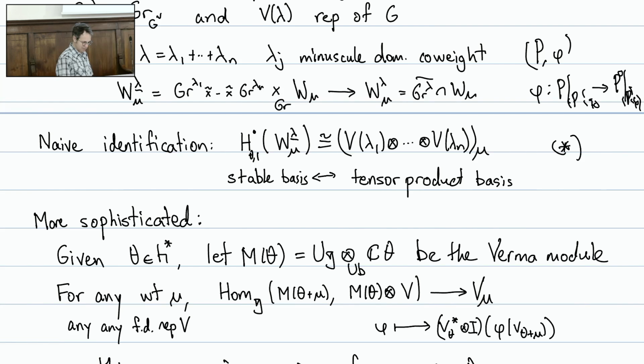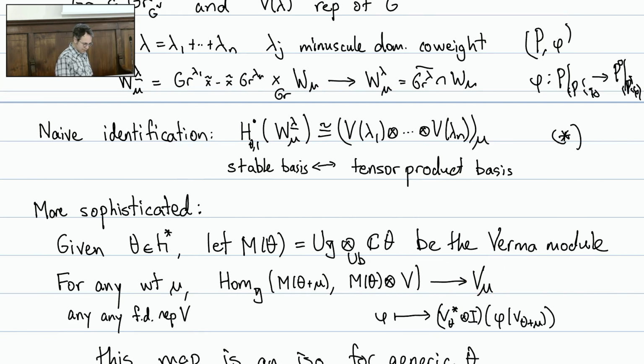And I claim this is pretty closely related to this weight space. Why? If you're given something on the right-hand side, it gives you a map from here to here. So you can feed in V theta plus mu, that's my notation for the highest weight vector here. I take my phi, which lives on this side, it's a homomorphism, I feed in the highest weight vector, and it now lives in the right-hand side.